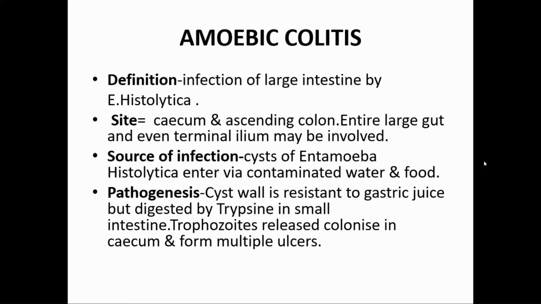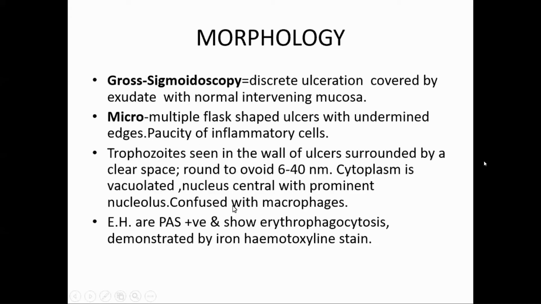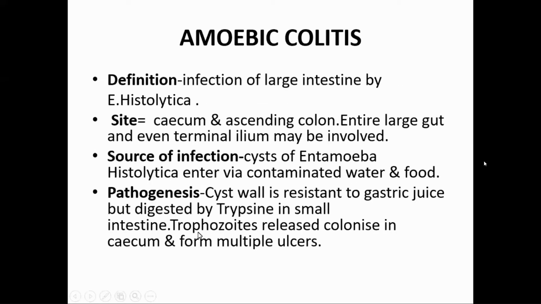Pathogenesis: the cyst wall is resistant to gastric juice. So it is resistant to acid and pepsin, but it is digested by trypsin in the small intestine. And when the cyst wall is digested by trypsin, 4 trophozoites emerge from it. And those trophozoites colonize the cecum and form multiple ulcers. So this is pathogenesis. Source of infection is contaminated water and food.